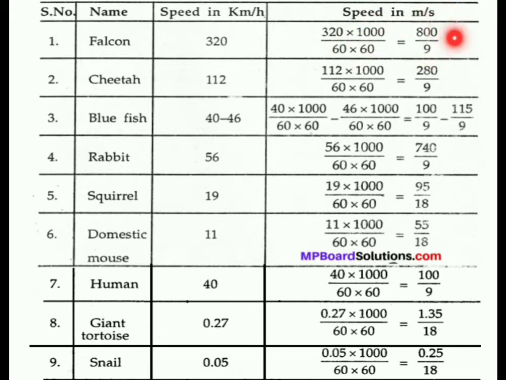You can also put it in decimal form. See here, they have converted everything from kilometer per hour into meter per second, and these are the answers. So if you want, you can divide further, otherwise you can keep it like this. So this is the activity, the table they have given in table 13.4.